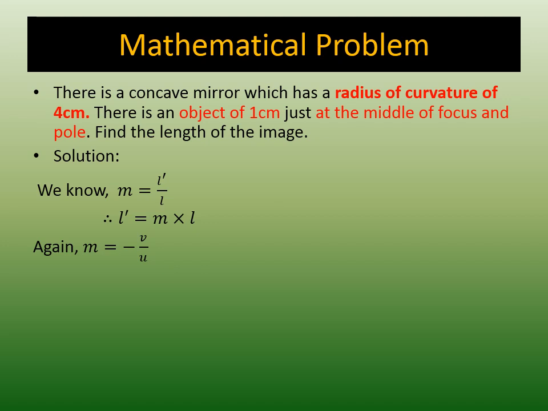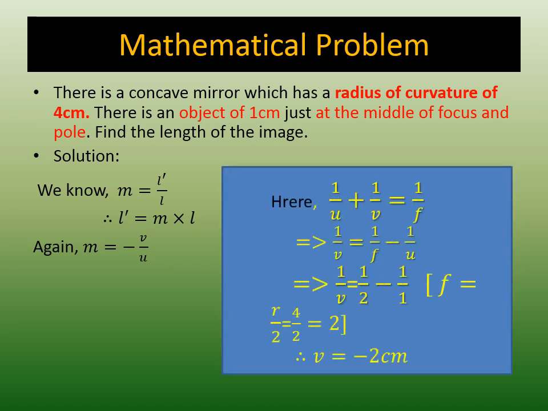This is about the magnification also. M is equal to minus V by U. By using this equation, we can determine the value of M. For this math, M is equal to minus V by U, so we have to know the value of V and U. What is V? V means the distance of the image from the pole. U means the distance of the object from the pole. So we can use this equation to solve this problem.